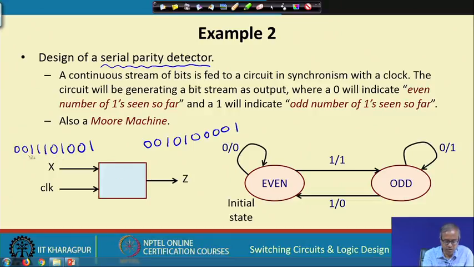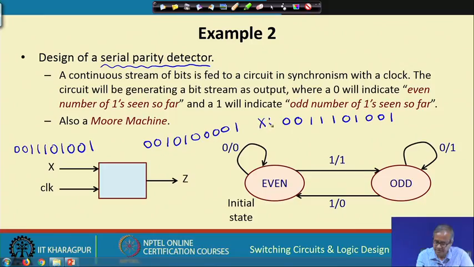So, if you just write down this bit stream one below the other to be clear, let us write it here. Let us say this is 0 0 1 1 1 0 1 0 0 1. Now, parity means whether the number of ones is odd or even. If it is odd, I will be outputting 1, if it is even, I will be outputting 0. Let us say that is our convention. So, we will be looking at the number of ones that we have seen so far, and whatever the parity is, the output is set accordingly.